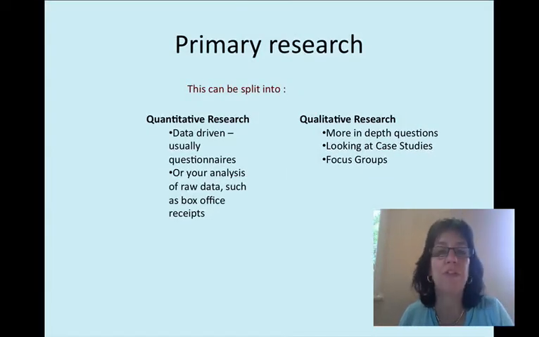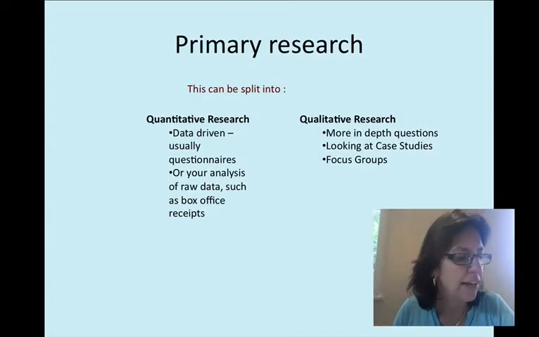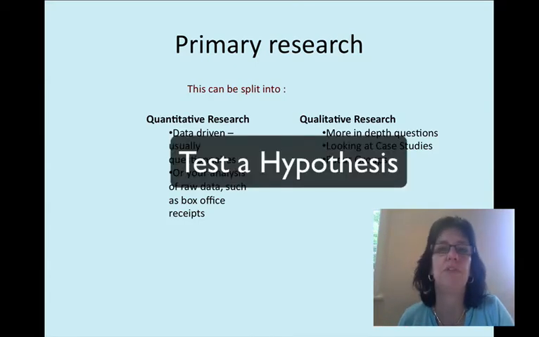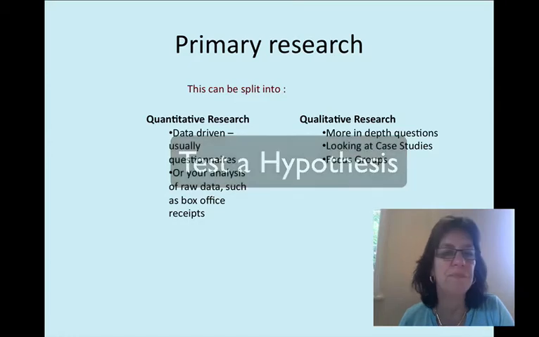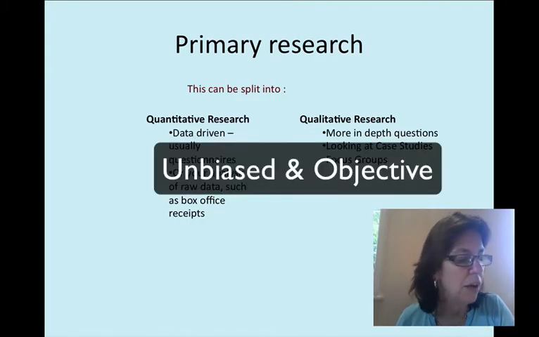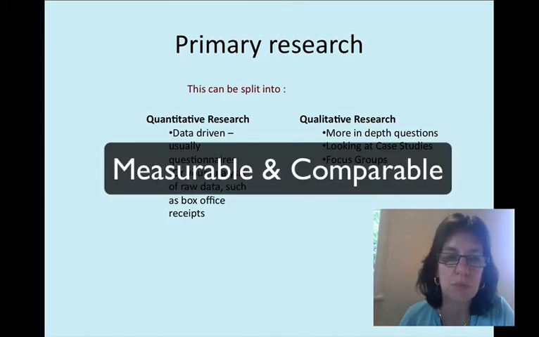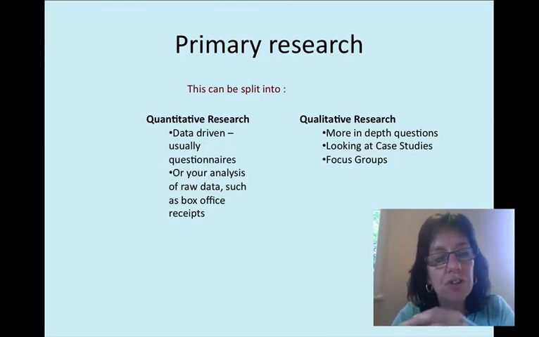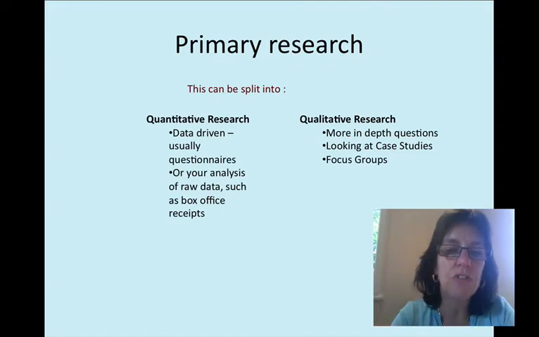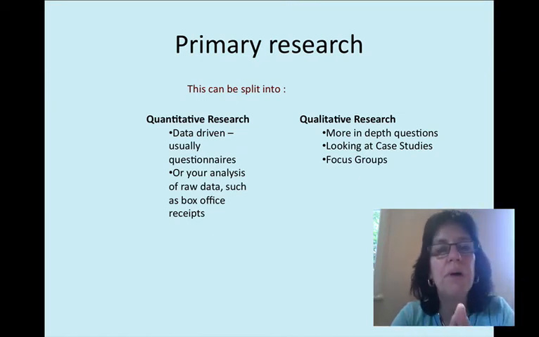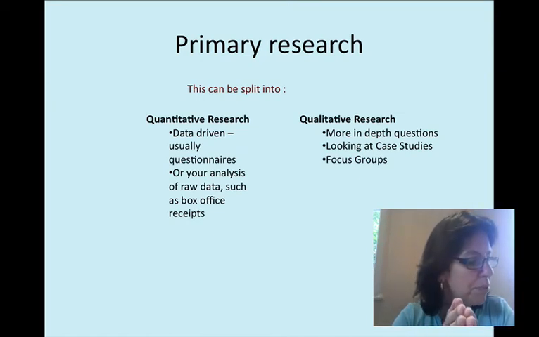So really the objective of research is to try and obtain information to test a particular hypothesis, to come up with some answers. Primary research needs to be as unbiased and objective as possible, and it needs to be measurable and comparable. And the reason that we have the 2 separate areas, the quantitative research, the one about the data, is that it's always going to be objective, and hopefully it will be unbiased if you have a very large sample, and it makes it measurable and comparable.